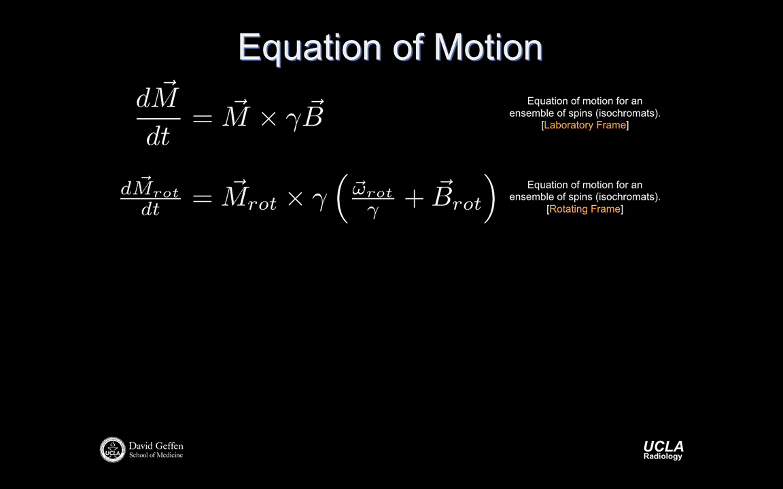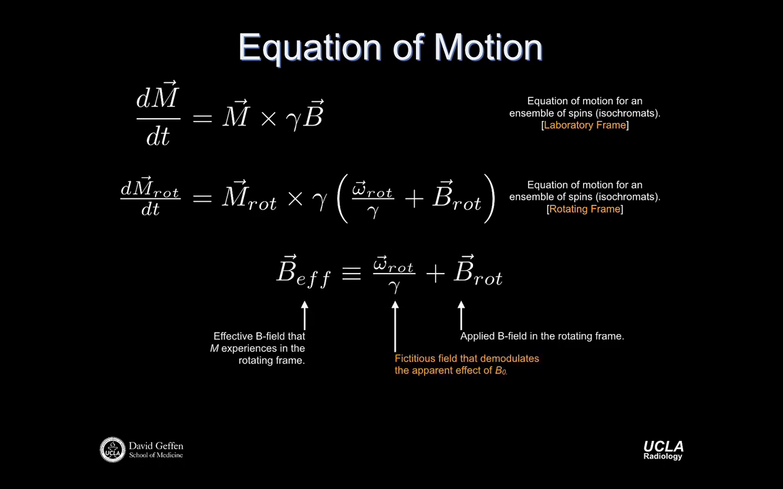Okay, so those are just some general concepts that we covered. And then we did a fair bit of math to appreciate the difference between the equation of motion in the laboratory frame, what we got through in the second lecture, and then what we figured out in the third lecture just on Tuesday, which is the equation of motion for an ensemble of spins, that is the bulk magnetization, but now in the so-called rotating frame. And, you know, it didn't really get that much more complicated. What we had to introduce was this B effective. We let B effective just be the sum of these two field terms that are on the right-hand side. What is B effective? B effective is just this B field that the bulk magnetization experiences in the rotating frame.